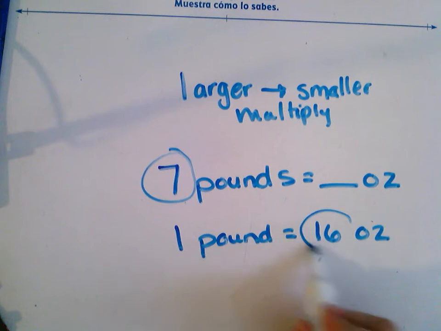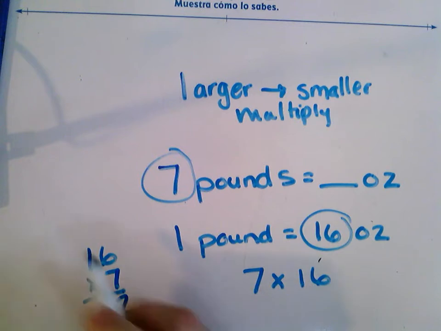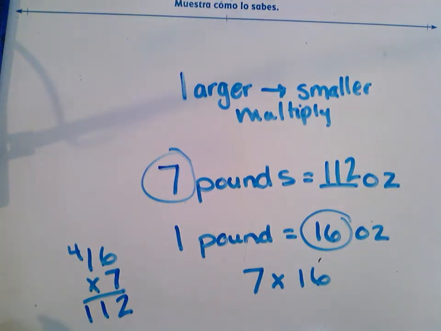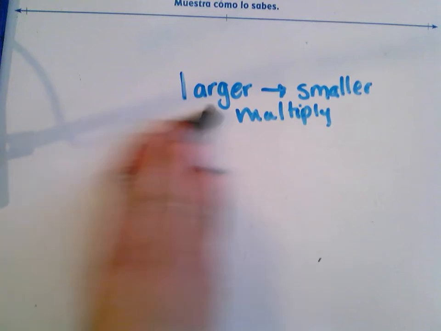7 times 16. All right, so you can write it out like this, 16 times 7, or you can put it into your calculator. 7 times 6 is 42. 7 times 1, so we should get 112 ounces. So 7 pounds is the same as 112 ounces. Well, what if they gave me the ounces and I had to change it into pounds?